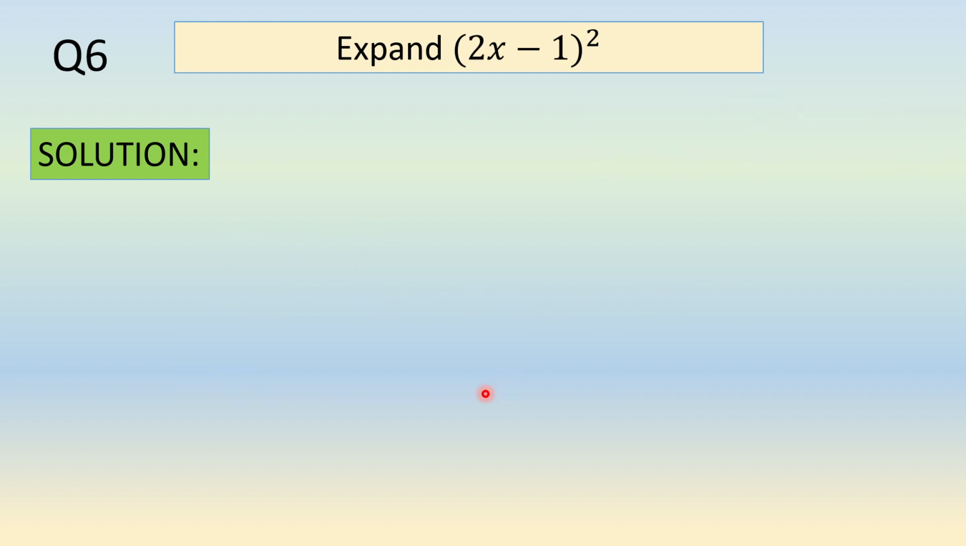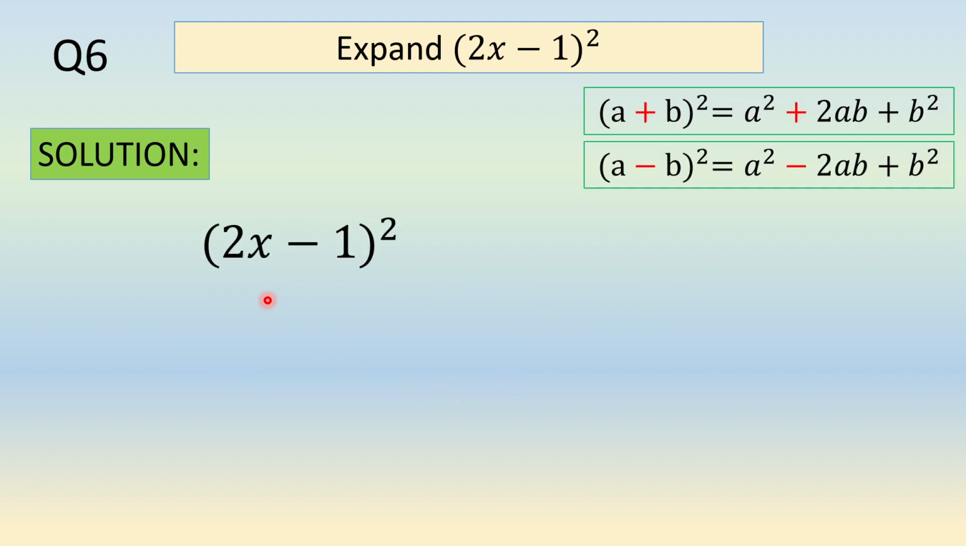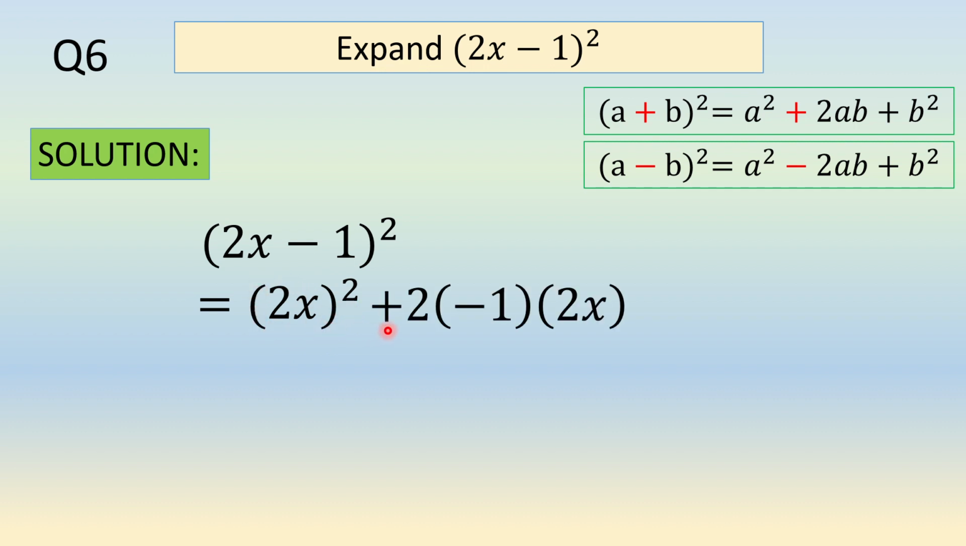Question 6. Here now you are given 2x minus 1 in bracket square. What you do is you square the first term, that will be 2x. Make sure to use bracket, then put the square. Then followed by plus 2 times negative 1 times 2x. Continue with the third term. The third term will be squaring of negative 1. So put in bracket again, negative 1 in bracket square.